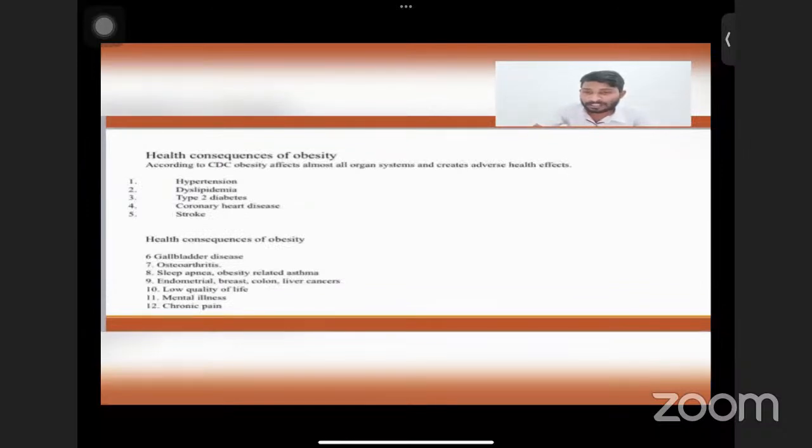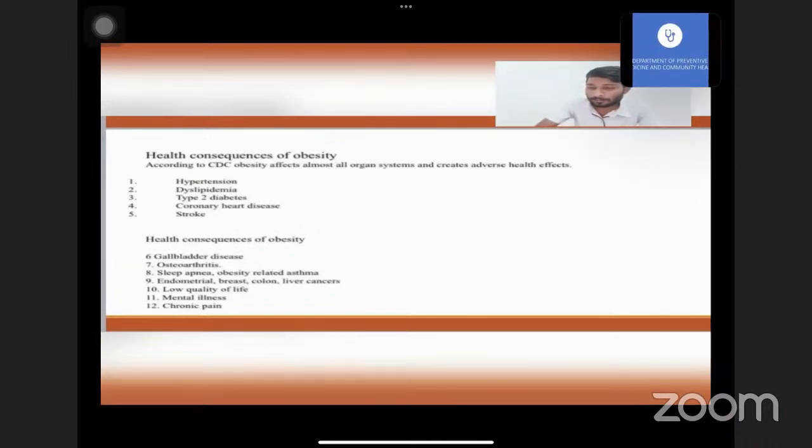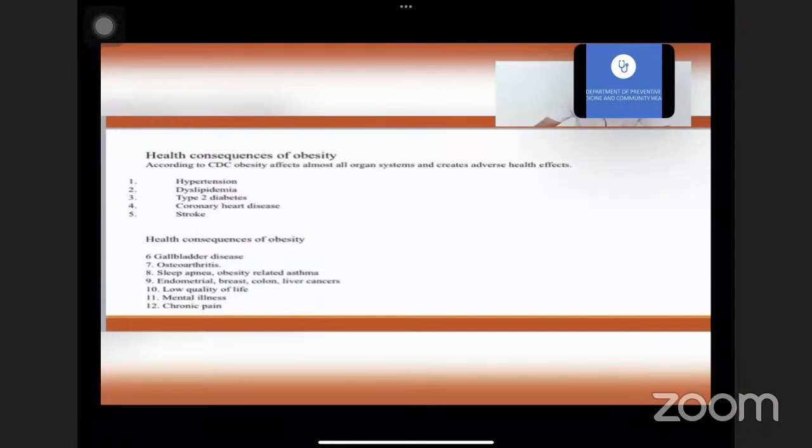Health consequences of obesity. According to the CDC, obesity affects almost all organ systems and creates adverse health effects like hypertension, dyslipidemia, type 2 diabetes, coronary heart disease, strokes, gallbladder disease, osteoarthritis, sleep apnea, obesity-related asthma, endometrial, breast, colon, and liver cancers, low quality of life, mental illness, and chronic pain.